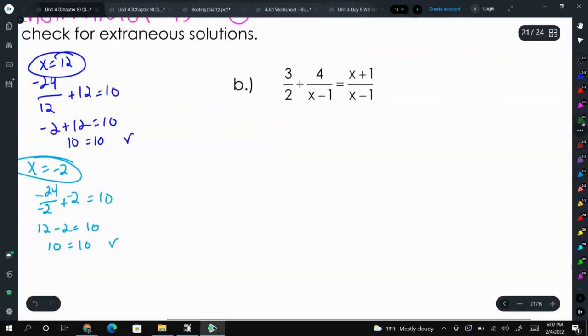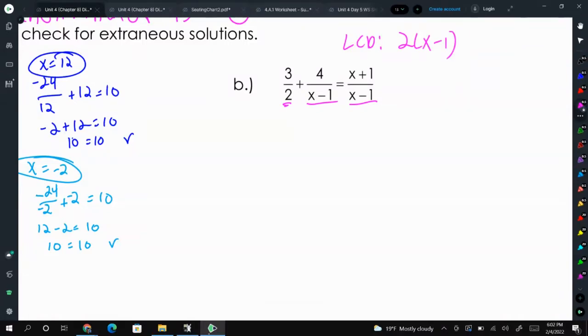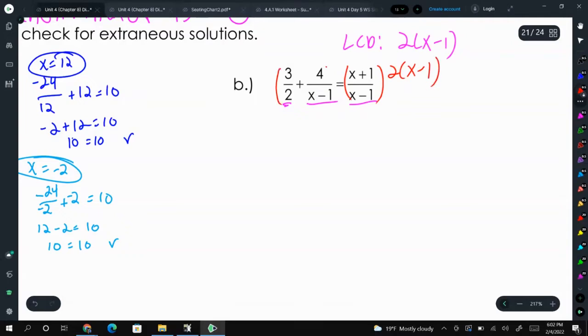Okay, in this problem, our least common denominator is going to be 2 times x minus 1, because we have a 2, and then two of the fractions have x minus 1. So I'm going to multiply both sides by 2 times x minus 1. Multiply that over here as well. Be careful on the left side. This has to go to both things, both fractions.